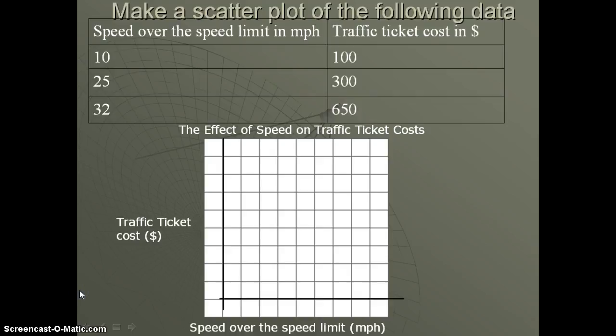Draw in our axes, and then we have to number our axes. So on the x-axis, I'm going to go 10, 20, 30, and I'm going to skip a line in between so it's more spread out. Remember, one of the rules of graphing is to make your graph big enough. And then on the y-axis, I'm going to go up by 100s.